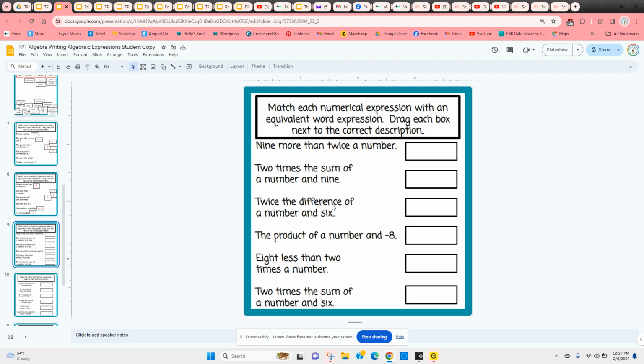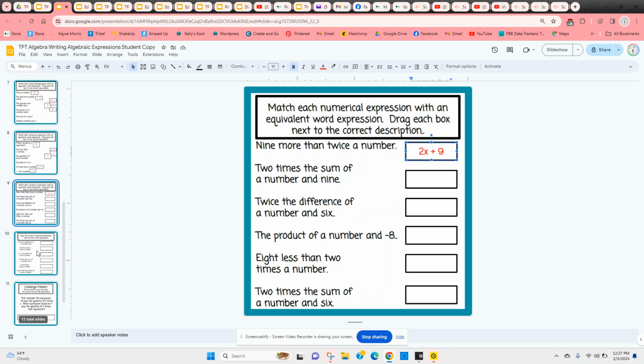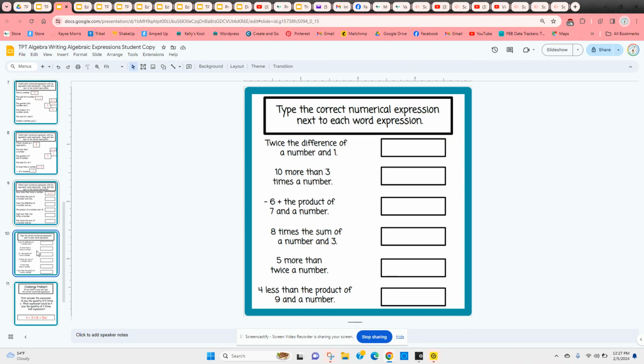Now on slide 9, they're actually going to be typing in the numerical version of this expression. So 9 more than twice a number. So twice a number would be 2x. More would be plus, and 9. 9 more than twice a number. So they're going to maybe go back. They can look on slides 7 and 8 if they need some examples of how to do this. And then they get some more difficult ones on slide 10.